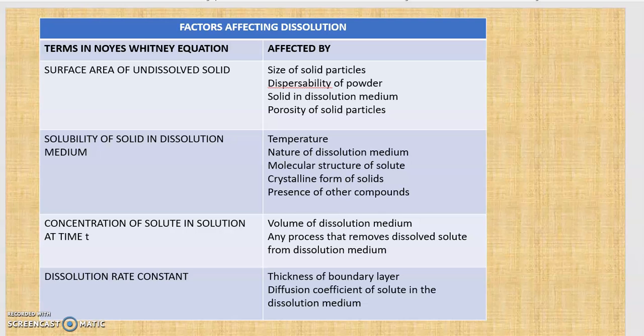Next, we will see the different factors affecting dissolution. In the earlier lecture, we had seen the Noyes-Whitney equation. The parameters involved in the equation are first, surface area of undissolved solid, which is affected by parameters such as the size of the solid particles. We know that smaller the size, more the surface area. So more the surface area that will be present for dissolution. The dispersibility of powder, the amount of solid in dissolution medium, and porosity of solid particles.